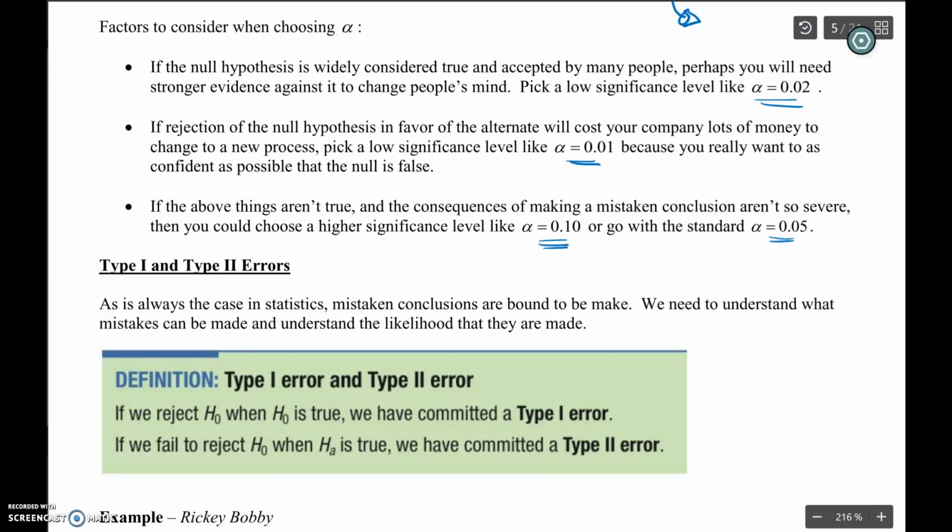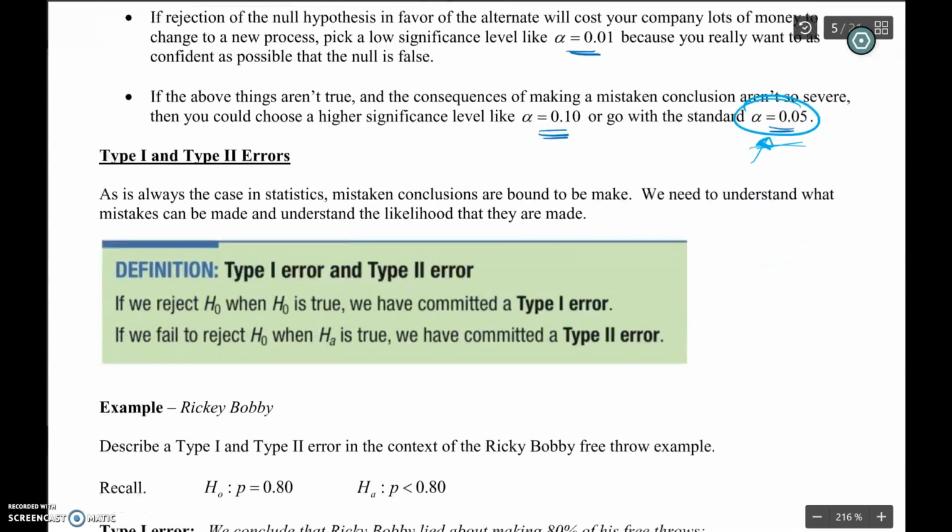Really, I'm not a researcher. I'm not a statistician either. I'm just a teacher. But I think in practice, a lot of times people don't even have an option. A lot of journals and publications force you to run it at a 0.05 level.